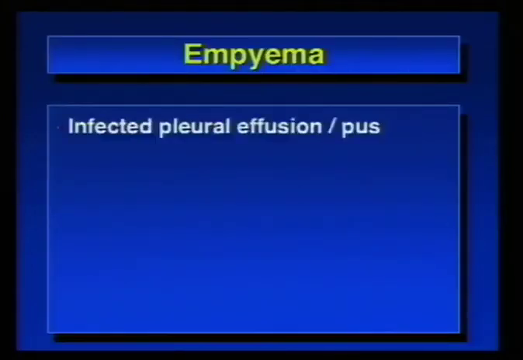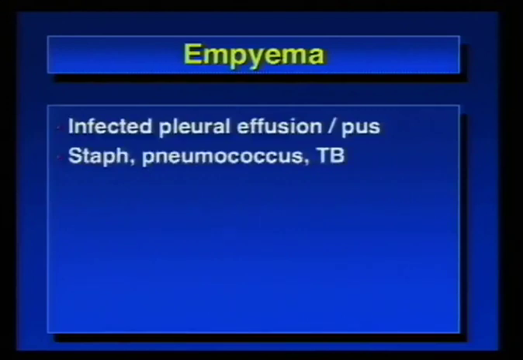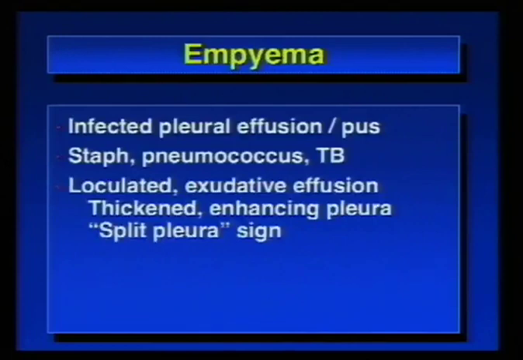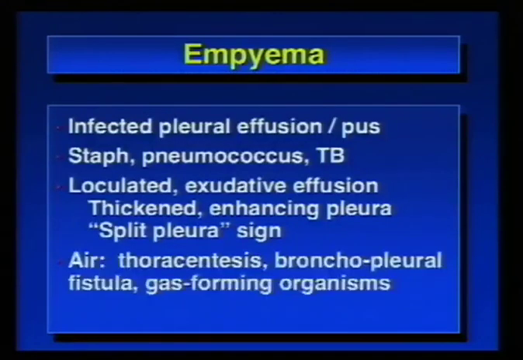Okay. Let's talk about empyemas. Of course, this means infected pleural effusion with pus. These are some of the common causes: bacterial and tuberculosis. A loculated exudative effusion is common with thickened enhancing pleura, and you can see what's called a split pleural sign. In other words, the pleura is surrounding the effusion. Obviously, it's going to surround the effusion, but if you actually see it, then that suggests that there's thickening of the pleura, and it means it's exudative.